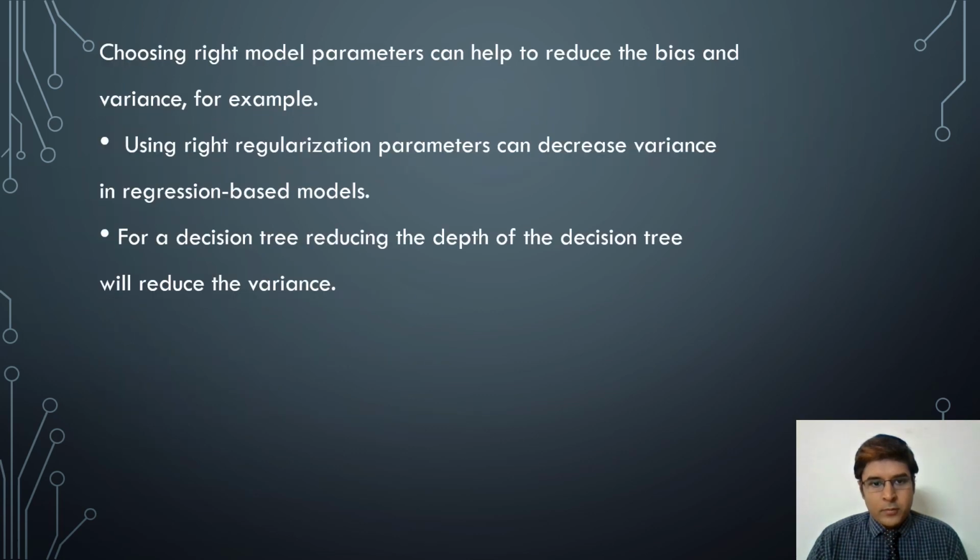Choosing the right model parameters can help to reduce the bias and variance. For example, using the right regularization parameters can decrease variance in regression based models. If you are using lasso or ridge, choose wisely which one to use. For a decision tree example, reducing the depth of the decision tree will reduce the variance. So these are the ways in which you can reduce the bias and variance.